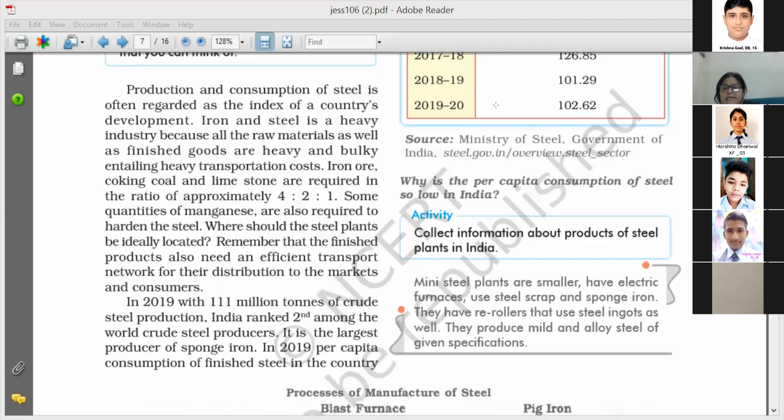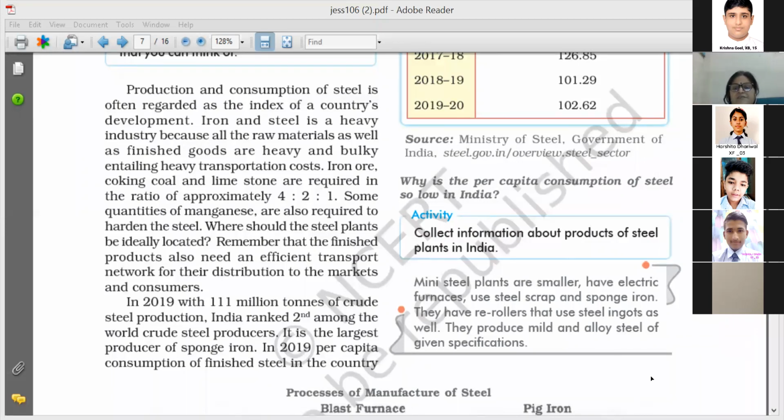So these mini steel plants have an electric furnace where we use discarded steel or sponge iron to produce steel. At the same time, we have re-rollers. These rollers are used to give different shapes to the pure steel that we produce, which we call steel ingots. So we use re-rollers to give different shapes to the steel ingots. And we mainly produce mild and alloy steel. Mild steel is where the percentage of carbon is less. So in these plants, we produce mild and alloy steel.